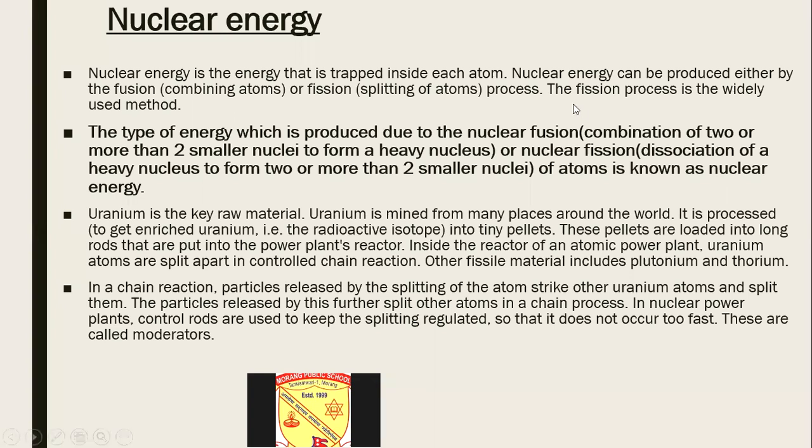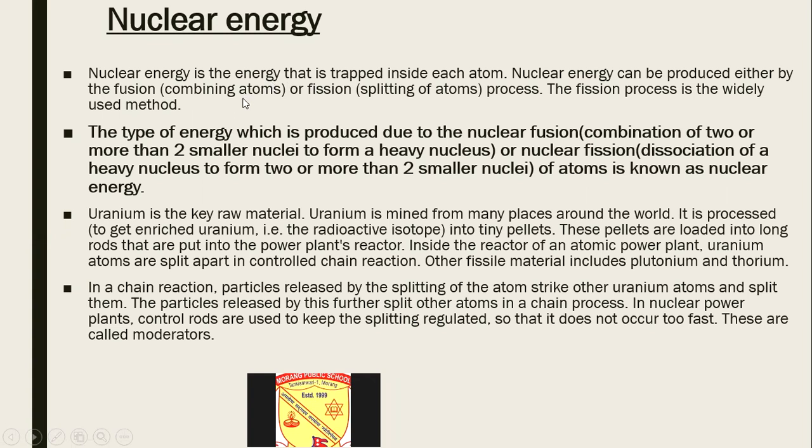Nuclear energy has been categorized into two parts, as I already told you: the nuclear fission reaction and the nuclear fusion reaction. The process of combination of two or more nuclei of atoms is called nuclear fusion. Similarly, the process of breaking down of a heavy nucleus into smaller nuclei is known as nuclear fission. So either by nuclear fusion or nuclear fission, if energy is produced, then we call it a nuclear reaction, and the energy produced by the nuclear reaction is called nuclear energy.